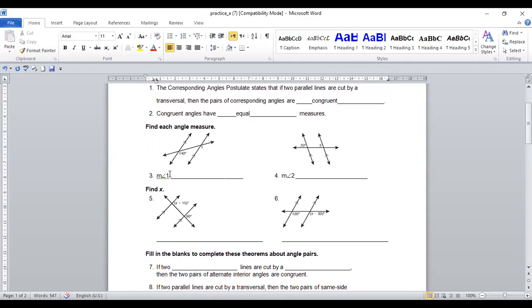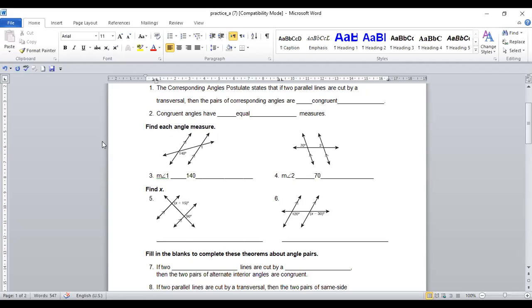Okay, now let's find angle 1. You have to find this angle here. They said this angle is 140. So what is this angle going to be? It is also going to be 140, because they are corresponding angles. Now the same for question number 2. This angle is 70 degrees, which means angle 2, which is this angle, is also going to be 70 degrees, because they are corresponding angles again.